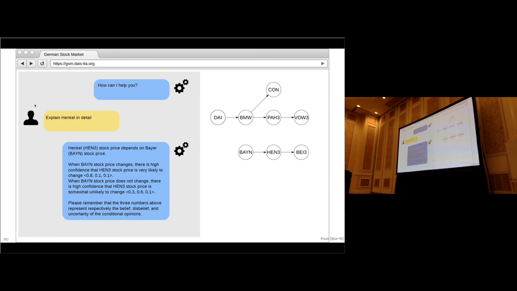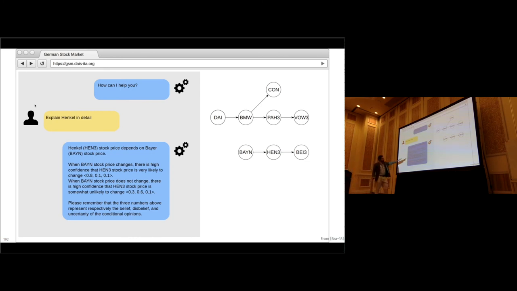That is just the binary variable here. And here we have that, for instance, the BMW stock market value is affected by Daimler. Henkel is affected by Bayer. Okay? So the answer that the system can say is that Henkel stock price depends on Bayer. And when Bayer stock price changes, there is a high confidence that Henkel stock price is very likely to change.